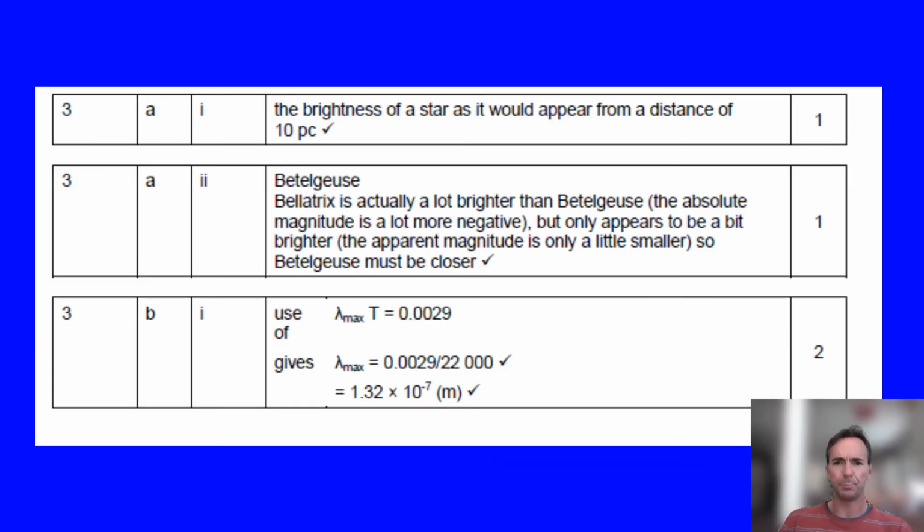And there it is. Brightness of star, Betelgeuse. Bellatrix is actually a lot brighter, but only appears a bit brighter, so Betelgeuse must be closer. And there it is. There's again the Wien's constant, and you end up with 1.32 times 10 to the power of -7 or 132 nanometers.